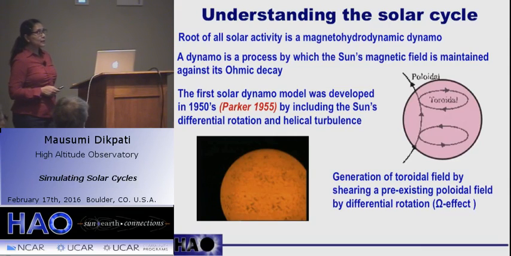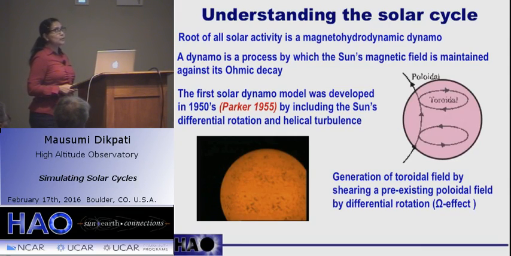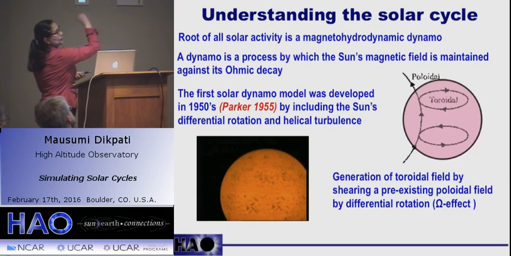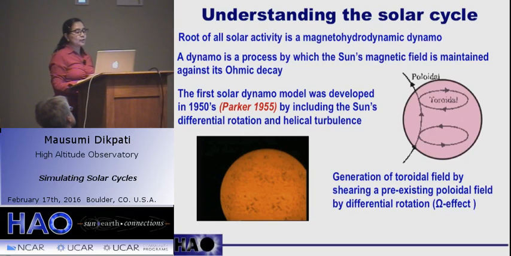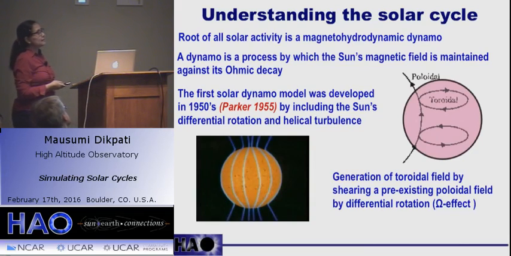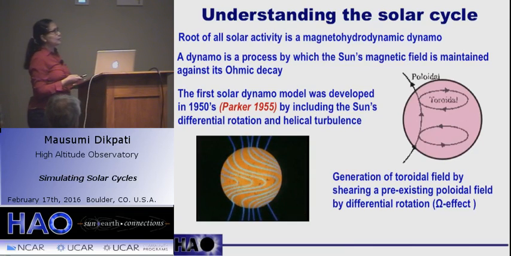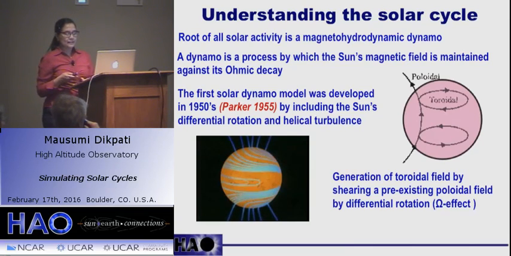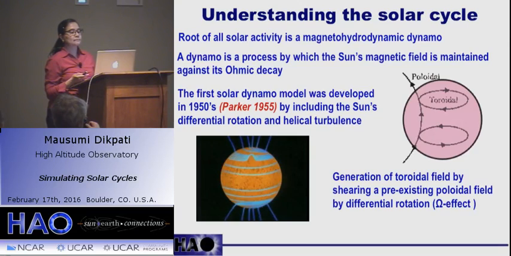turbulence. Parker's model can be best understood if we decompose the sun's vector magnetic field into its poloidal and toroidal components. Poloidal is in the plane of the board and toroidal is going perpendicular to the plane of the board. And we also know the sun rotates differentially, its equator rotates faster than its pole. So the differential rotation of the sun shears a pre-existing poloidal field to generate the toroidal fields. Toroidal fields are basically the spot producing fields.